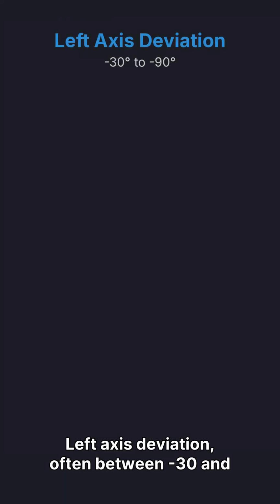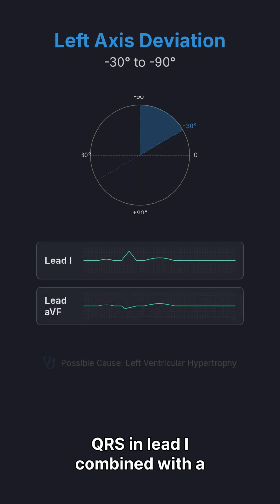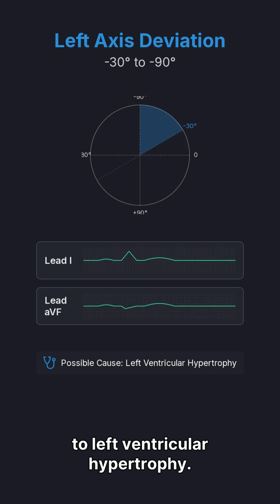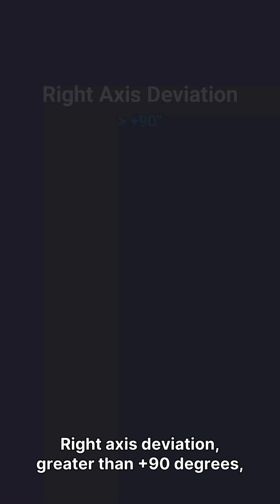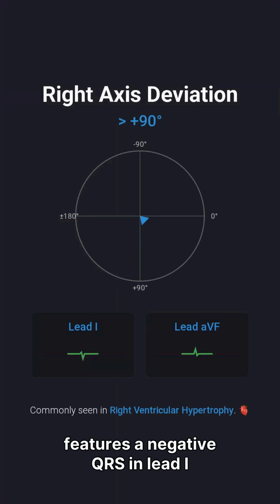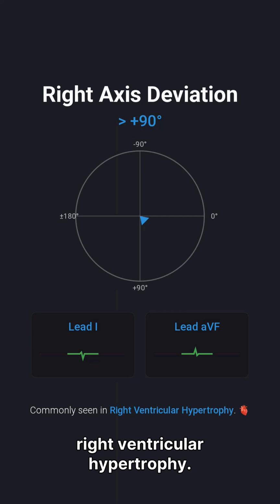Left axis deviation, often between minus 30 and minus 90 degrees, is indicated by a positive QRS in lead I combined with a negative QRS in lead aVF, possibly due to left ventricular hypertrophy. Right axis deviation, greater than plus 90 degrees, features a negative QRS in lead I and positive in aVF, commonly seen in right ventricular hypertrophy.